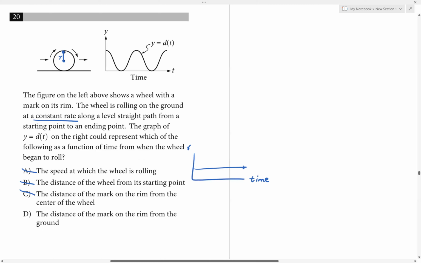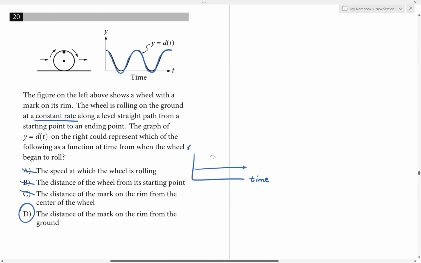Which leads us to D. D should be the answer. It's the distance of the mark on the rim from the ground. Initially we're starting at the point right here, and the mark is high above the ground. Here is the ground, so this distance is that much. As the wheel rolls, this point will shift over and get lower, and eventually when we get to this position, the point will be on the bottom. As it turns, the point will go up again. So we see this kind of pattern: it decreases and goes up, then decreases again and goes up.